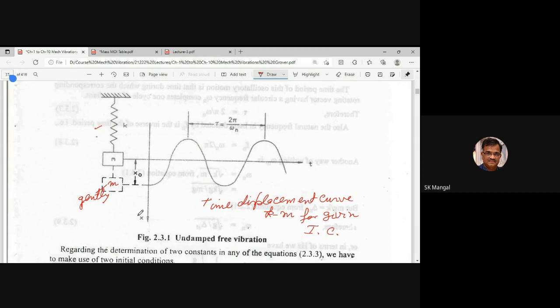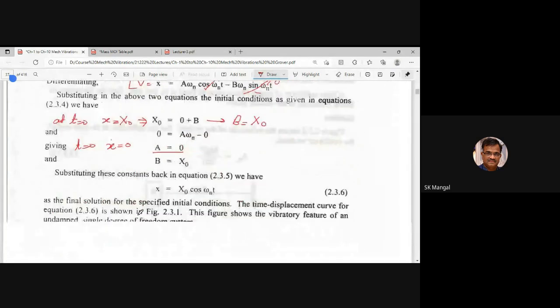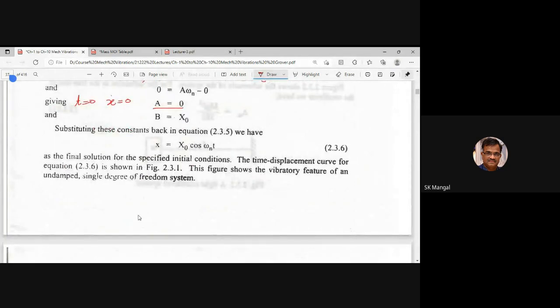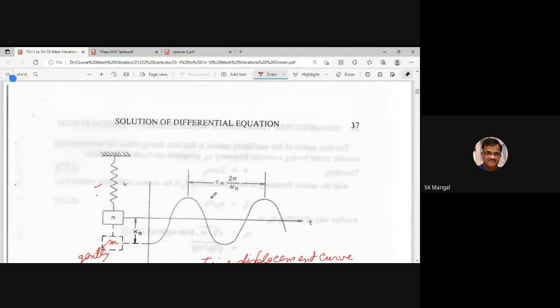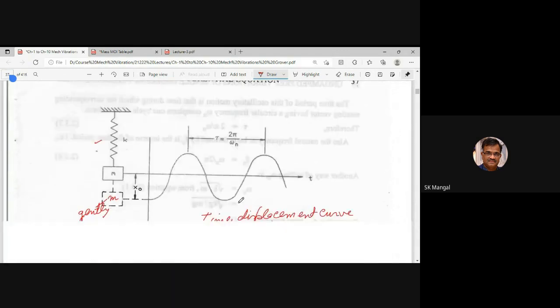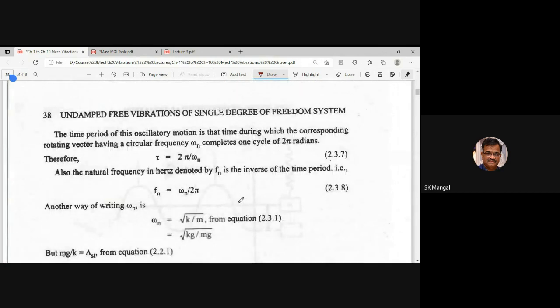Now in this one, you will have some more interesting points. This is your equation of displacement. So here you can see your time period is given by 2 pi upon omega n. This will be in seconds, and you can find the frequency in hertz here.